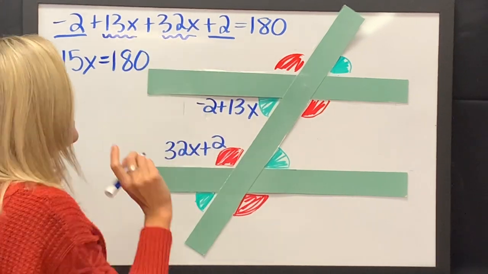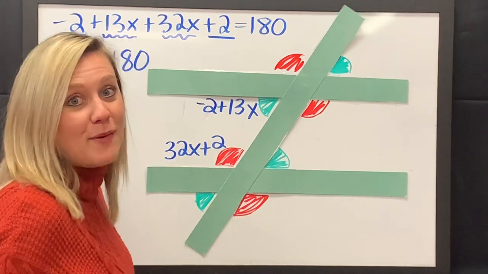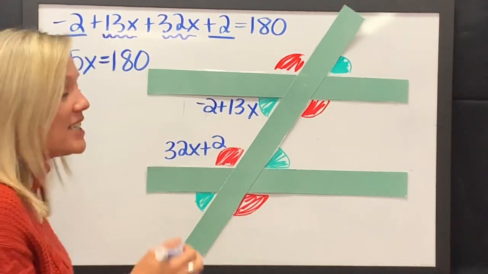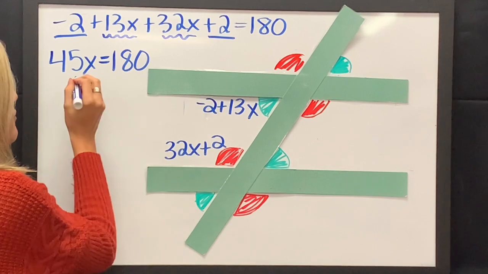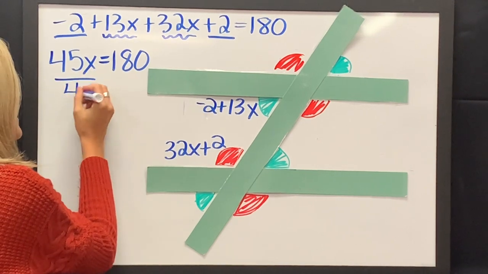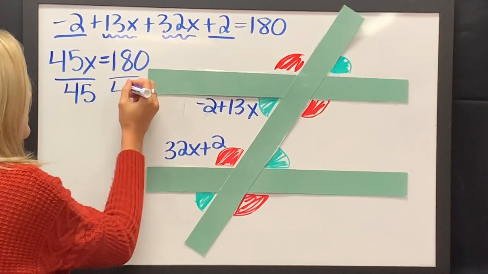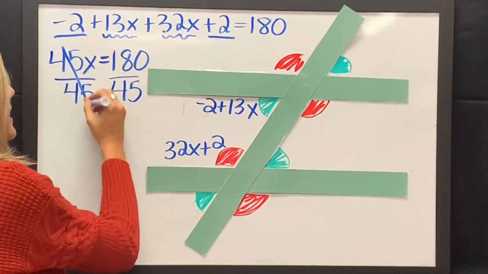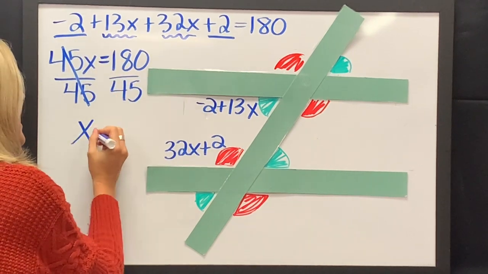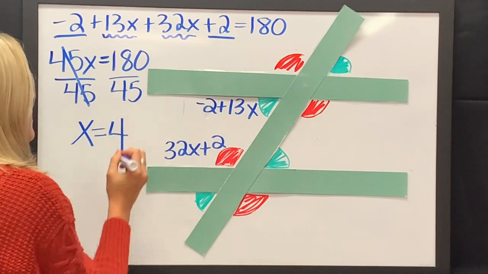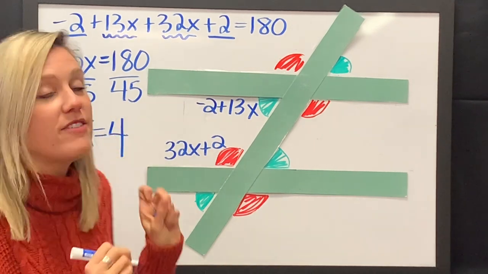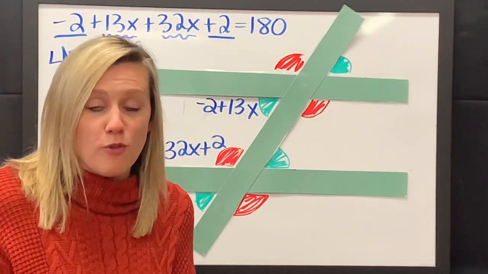Oh my gosh, this looks so much simpler. Now it is just a one-step equation, and I am going to divide by 45 to get this x by itself. These will cancel, and I'm going to get x equals 4. 45 goes into 180 4 times.